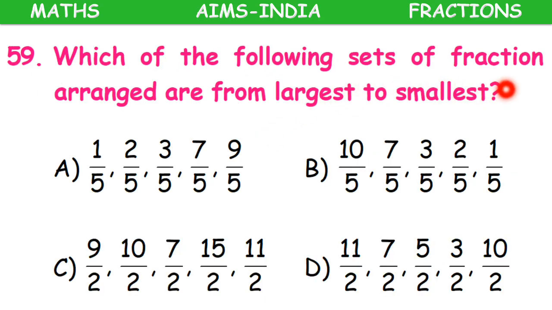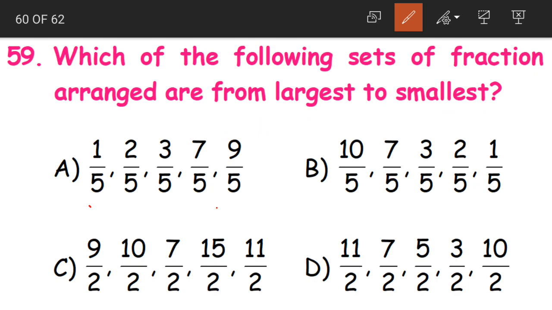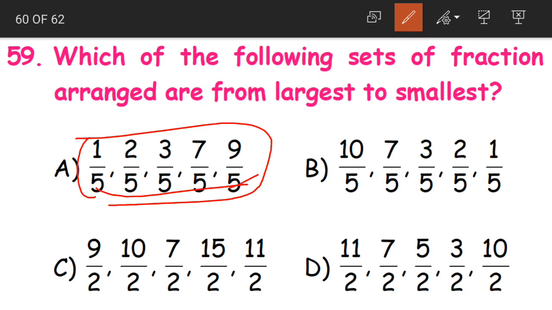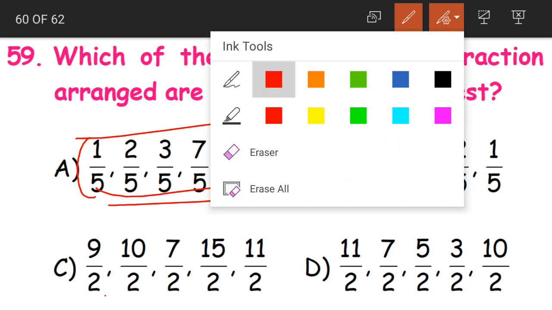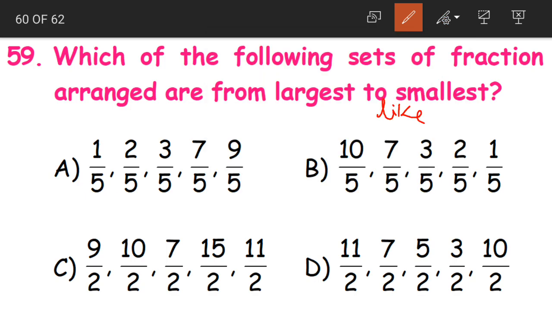Next question 59. Which of the following sets of fractions are arranged from largest to smallest? Now if you observe the given fractions, all are having the same denominators. I mean, in option A, all the fractions have the same set of denominators. That means they are our like fractions. Yes, children. So how do we compare like fractions? As all the given denominators are same, we go for comparing the numerators.